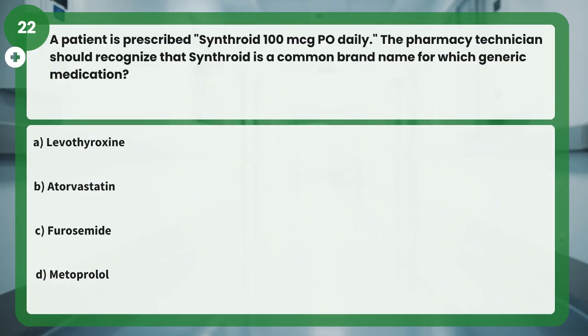Question 22. A patient is prescribed Synthroid 100 micrograms PO daily. The pharmacy technician should recognize that Synthroid is a common brand name for which generic medication? A. Levothyroxine. B. Atorvastatin. C. Furosemide. D. Metoprolol.